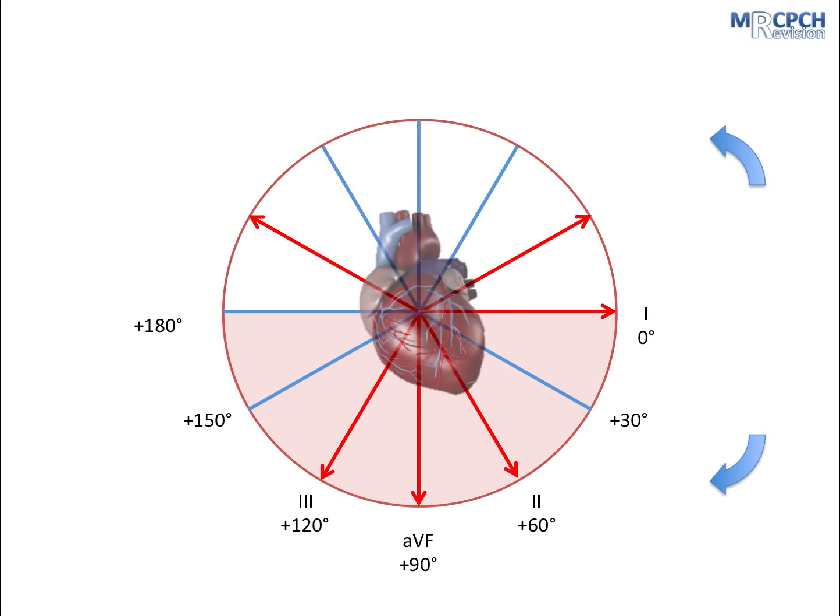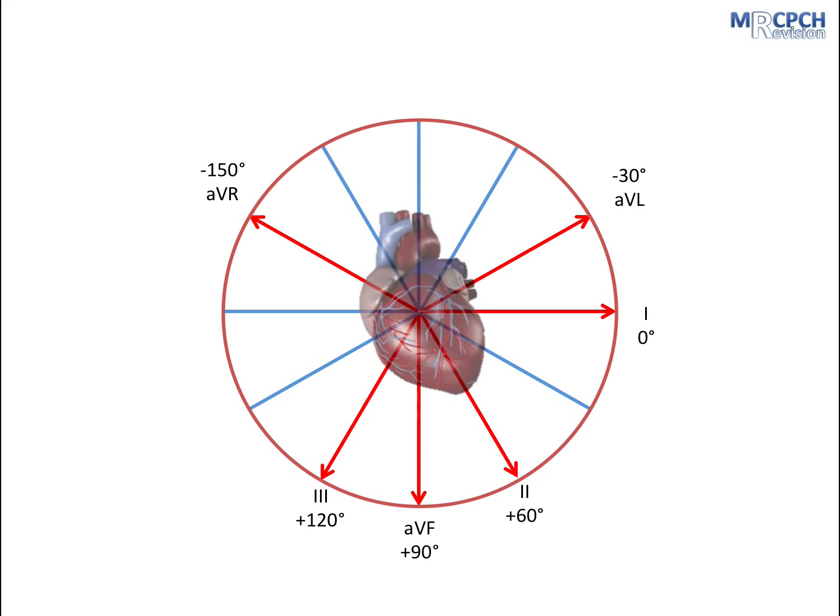Moving anti-clockwise, the top semicircle is divided into negative 30-degree increments. So minus 30 or AVL, minus 60, minus 90, minus 120, minus 150 or AVR, and minus 180. This is important to interpret the axis properly on an ECG.